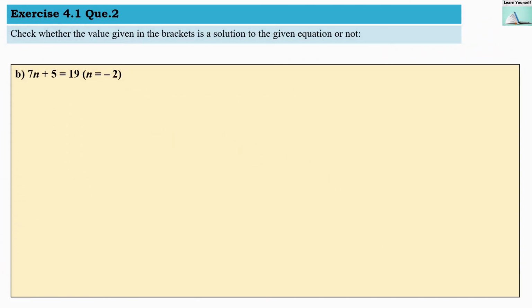Numerical B is 7n plus 5 equals to 19, where n equals to, we have to take minus 2. So our equation is 7n plus 5 equals to 19.